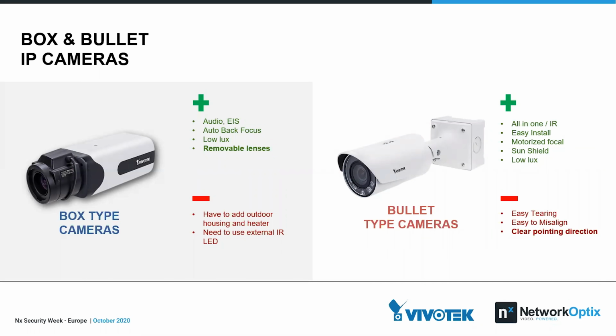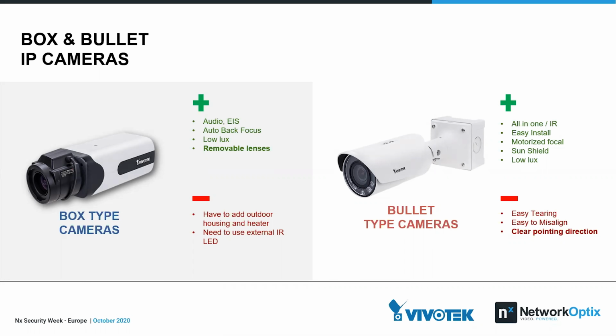So in terms of form factor, this is, say, the first step of choosing the cameras that we want. You need to know that there are different types of cameras, all with their advantages and inconveniences. Here we are going to talk about the main ones. The first one is a box type camera.